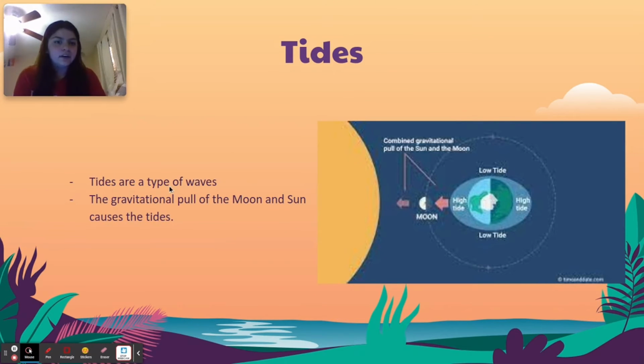Okay, tides are a type of wave, and the gravitational pull of the moon and the sun can cause a tide. This is an example of how the high and low tides are made from the moon, and they combine the gravitational pull of the sun and the moon. They are also known as gravity waves, and they are the longest waves we have. And tides are the regular rise and fall of the sea level.